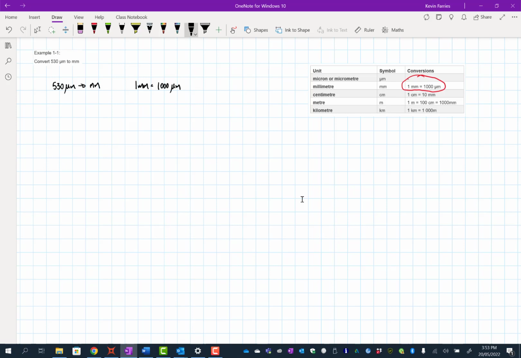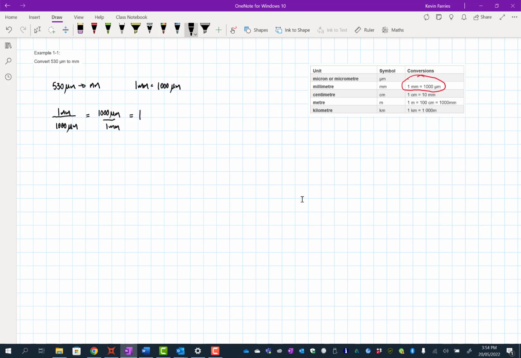Now, quite a tidy way of converting this is to write those as fractions. If you know 1 millimeter divided by 1,000 microns, well, those two things are the same thing, so that's just going to be 1. Same the other way around. If you divide 1,000 microns by 1 millimeter, it's just equal to 1.